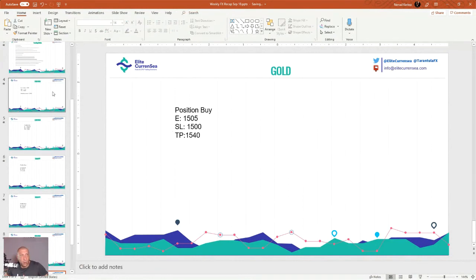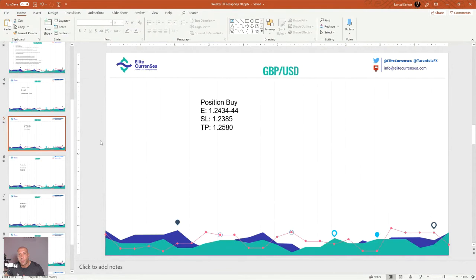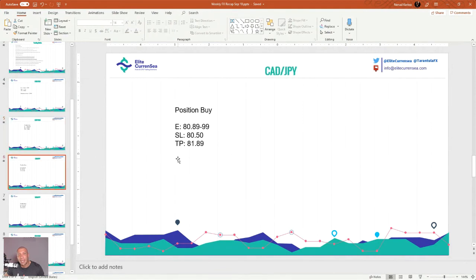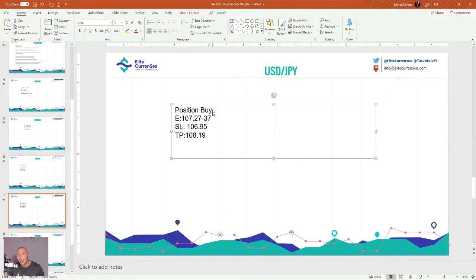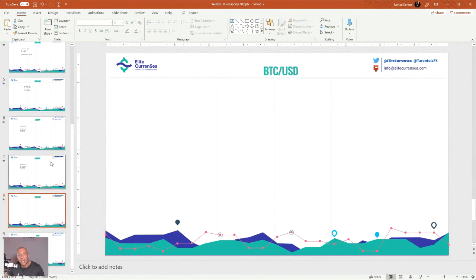So this is it. Okay, guys. So quickly, if you have any questions, feel free to ask. This is euro dollar. This is the GBP dollar. This is the CAD yen. Always add a spread to stop loss. Never forget to add a spread. This is the dollar yen. Bitcoin dollar we don't trade today. And gold is clear.